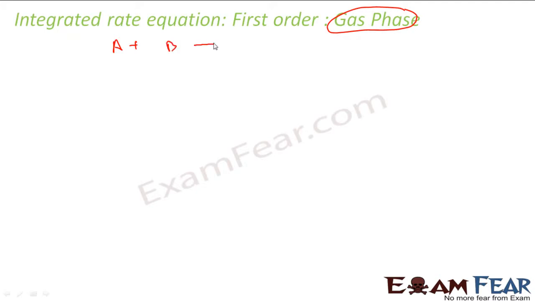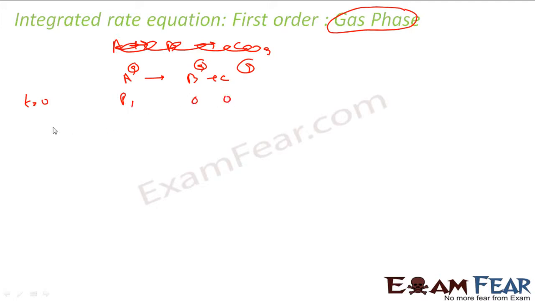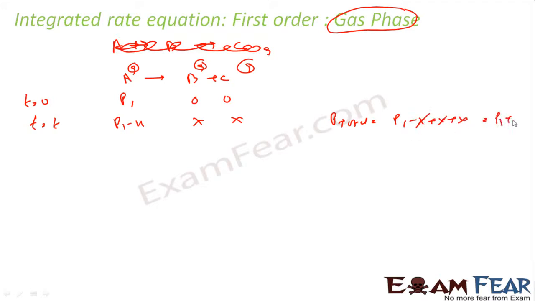Let's suppose A gives B plus C. All are in gas. So at T is equal to 0, let's suppose this was P1 atmosphere and these two were at 0. At some time T, this becomes P1 minus X, this becomes X, this becomes X. So P total here becomes what? P1 minus X plus X plus X, and that is nothing but P1 plus X.